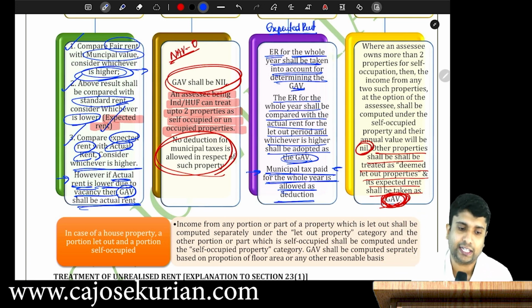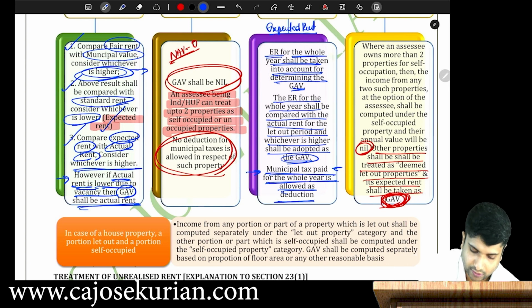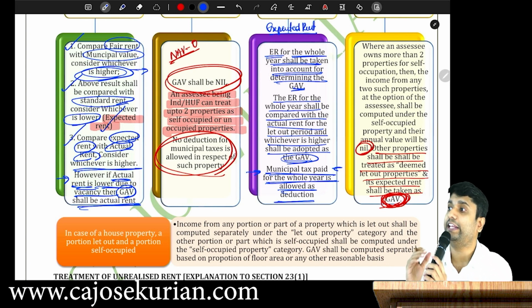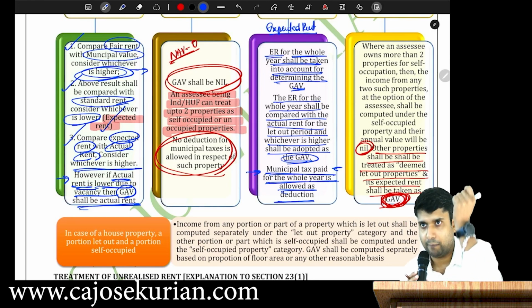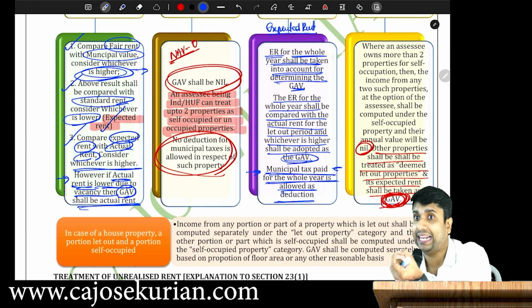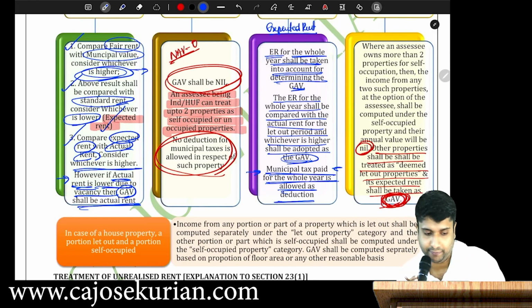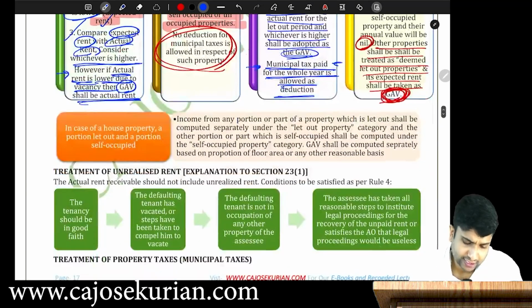Self-occupied 11 months, let out 1 month, same treatment. So what you need to do is identify the property first. Then you have to compute the GAV accordingly. Are you with me? Moving on to the next type of property.